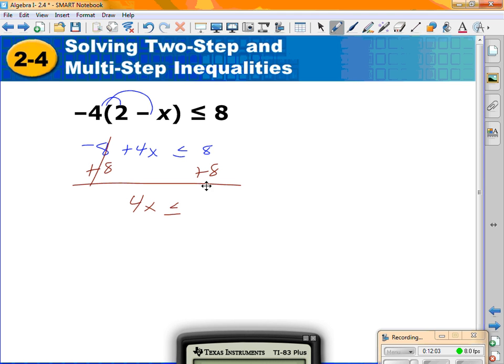4x less than or equal to 16. Divide by 4, divide by 4. X is less than or equal to 4. On a number line, I have 4, and it's less than. I'll pick an easy number to the left. I'll pick 0. 2 minus 0 is 2. 2 times negative 4 is negative 8, and negative 8 is less than 8.